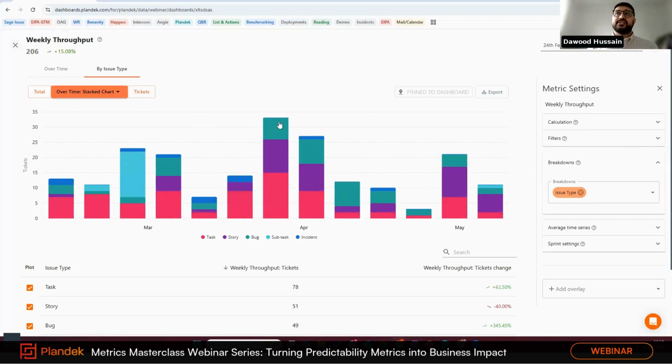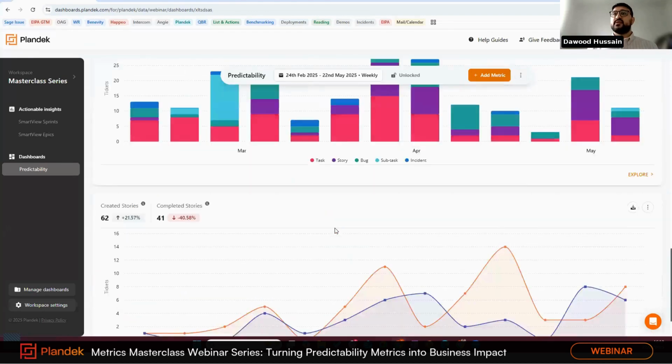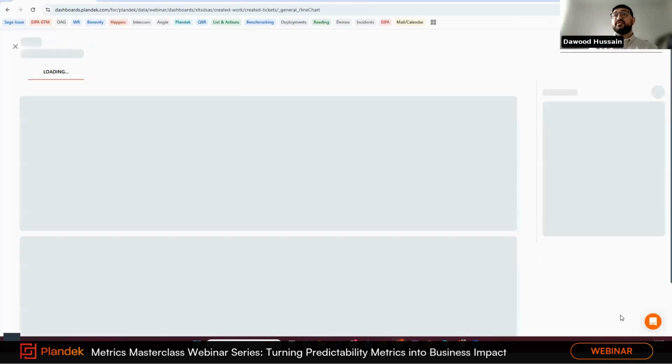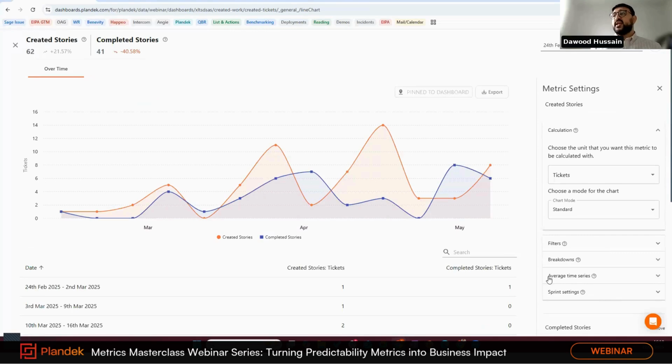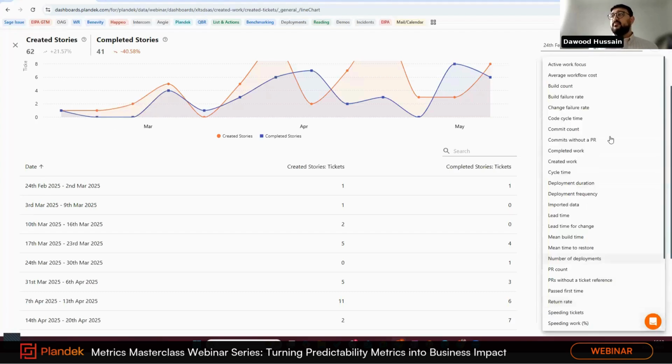And then the last metric I have here, if we scroll down a little bit, is this created stories versus completed stories. So we filtered this on user stories, but I just want to show you how to create an overlay as well for those of you that might not understand how to do it or have not done it before. There is an add overlay button here. So you would create your metric as initially planned. So here we used created work, and then I added the overlay completed work, which is just here.